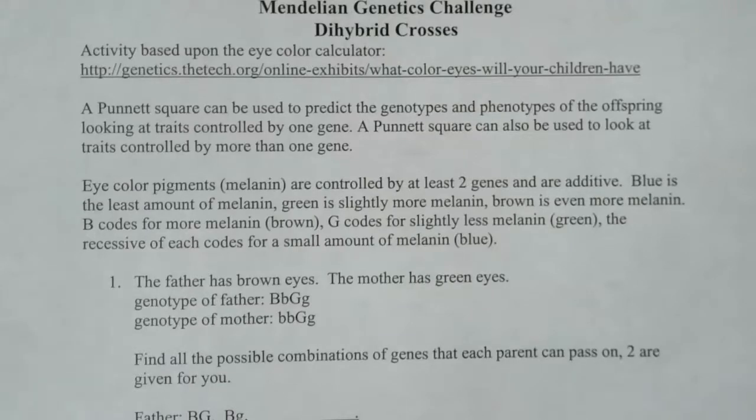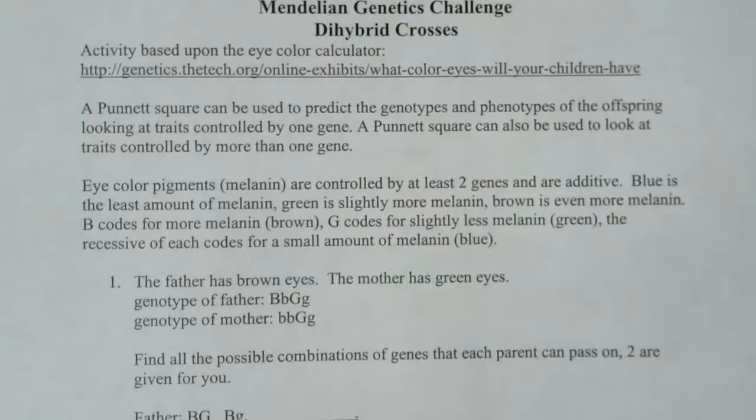A Punnett square can be used to predict the genotypes and phenotypes of the offspring looking at traits controlled by one gene. A Punnett square can also be used to look at traits controlled by more than one gene. Eye color pigments, which are your melanin, the protein that controls the color of your eyes, your hair, your skin, are controlled by at least two genes and are additive, meaning they build upon each other. Blue is the least amount of melanin. Green is slightly more melanin, a yellowish, orangish shade of melanin, which on top of blue shows up green, and then brown is even more melanin.